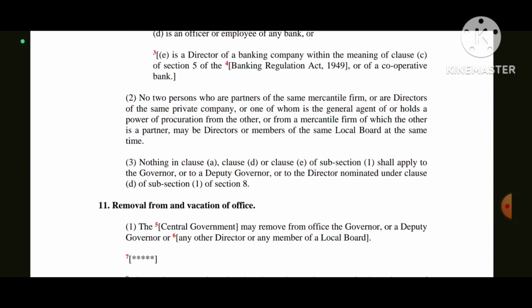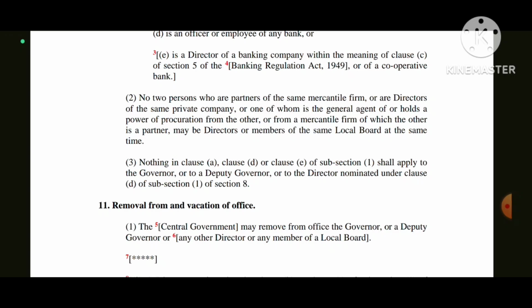Subsection 2. No two persons who are partners of the same mercantile firm or are directors of the same private company, or one of whom is a general agent of or holds a power of procuration from the other, or from a mercantile firm of which the other is a partner, may be director or member of the same local board at the same time. So any two persons, if they both are partners of the same mercantile firm, then they cannot be members of the same local board at the same time.